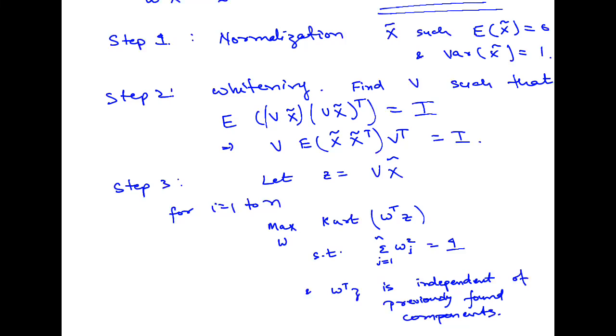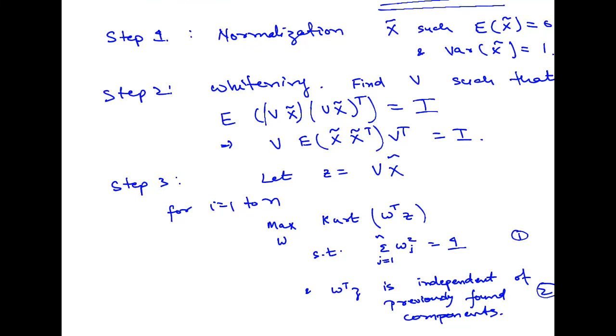I can do this for i equal to 1 to n. So every time I find a component which maximizes the kurtosis subject to these two constraints. The first constraint is that the sum of the squares of the Wj's is equal to 1, and the component that I find must be independent of the previously found components.